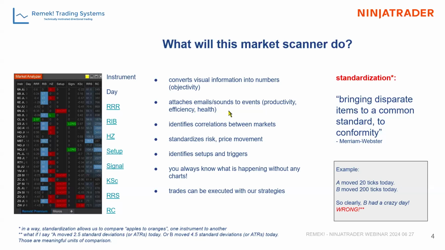Now, in these columns, we'll be able to attach emails and sound messages. So all you need is a little earplug, a little Bluetooth, and you can be fixing the bicycle in the garage or making coffee in the kitchen. You will still know what's happening on 6J or ZB or NQ or whatever else is your fancy, or even ETFs or stocks, whatever is in your data feed.